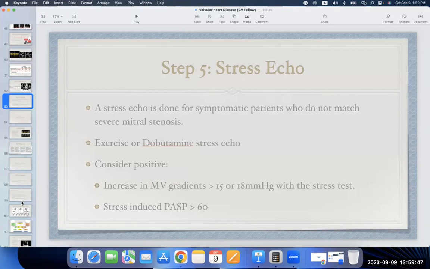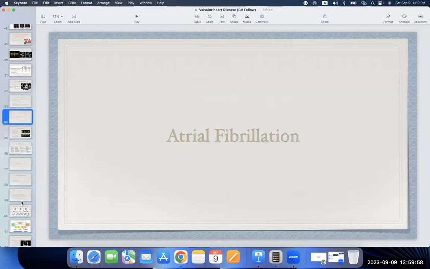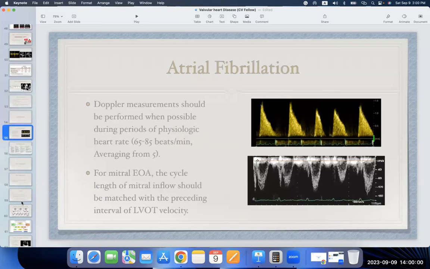valvuloplasty. Also, if there is any significant increase in the pulmonary systolic pressure, that will be another reason to say that these symptoms are related to the MS. Atrial fibrillation, we say the same, that it's recommended that you average 5 beats in the patient with atrial fibrillation. However, here, if you want to do the continuity equation to measure the mitral valve area, you need to select an LVOT with the preceding interval that is matching the mitral valve VTI.